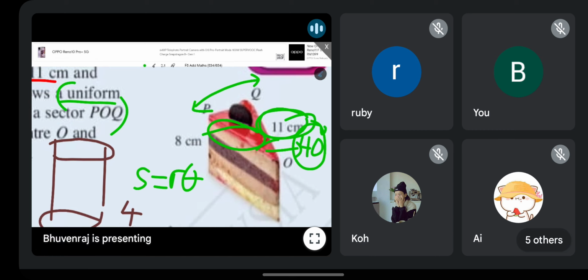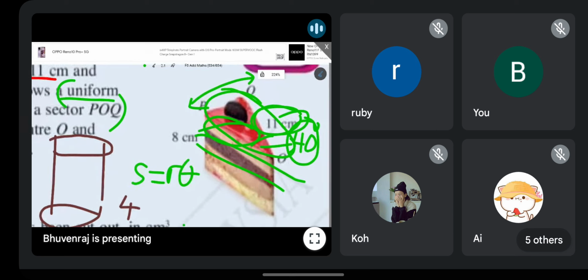Uniform cross section means that you cut the cake anywhere, you will get this red color shape on top. That's the meaning. Okay? You will get the same red color shape wherever you potong the cake. You will get the same thing.